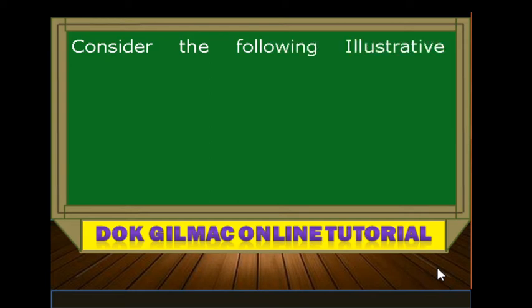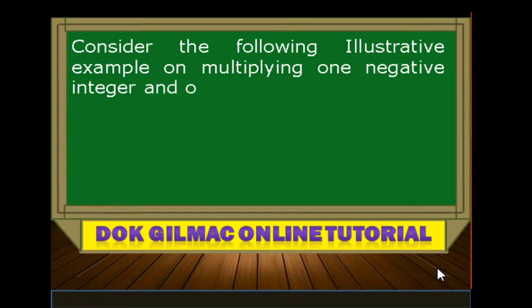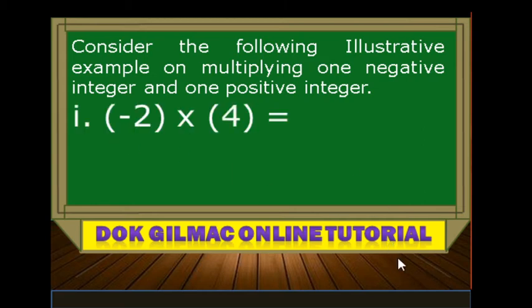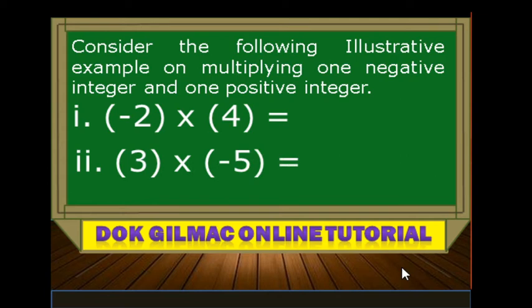Consider the following illustrative examples on multiplying one negative integer and one positive integer. Negative 2 times 4 is simply equal to negative 8. Then we have 3 times negative 5, which is equal to negative 15. Take note, you are multiplying one negative and one positive. The product will always be negative. Two unlike signs. The same is true with the second example. They are unlike signs, so the product will always be negative.